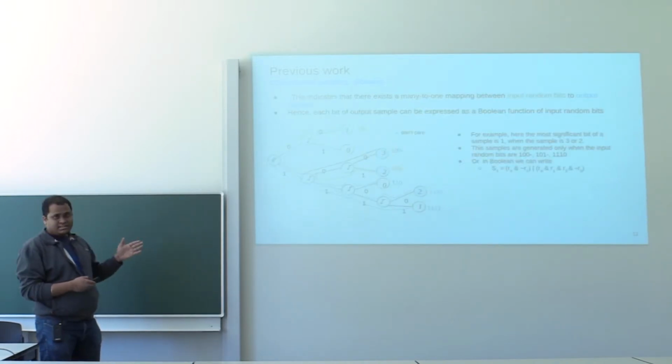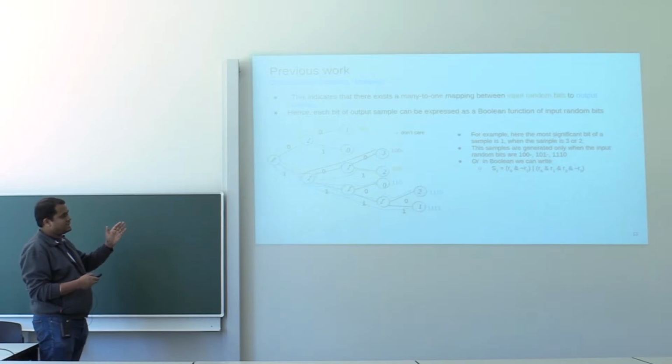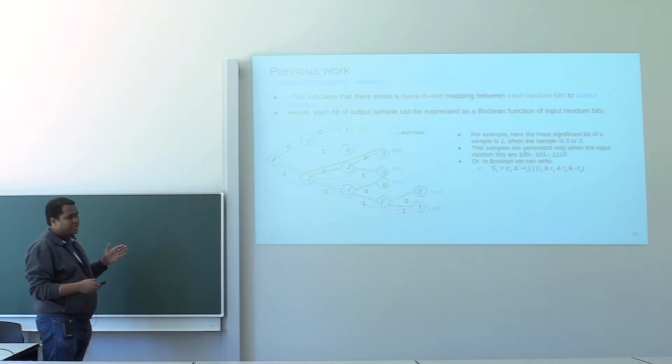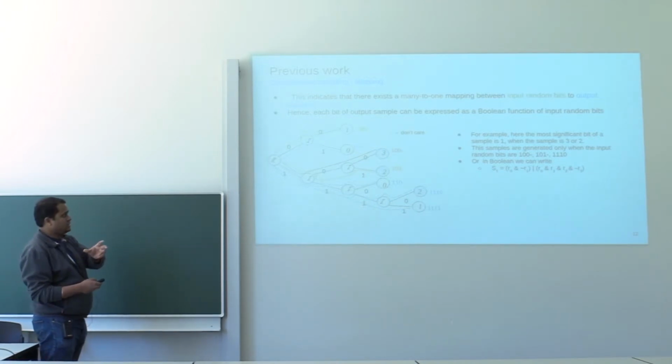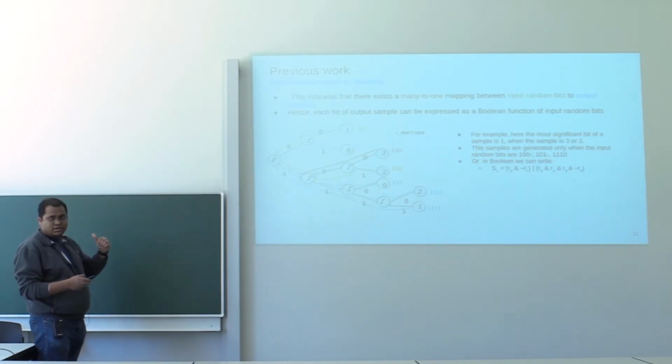Well, this means that, because one sample can occur in multiple leaves, there exists a many-to-one mapping between the set of input random bit strings and the sample values. For example, we can express each bit in the output samples as a Boolean function of this input random bit string.